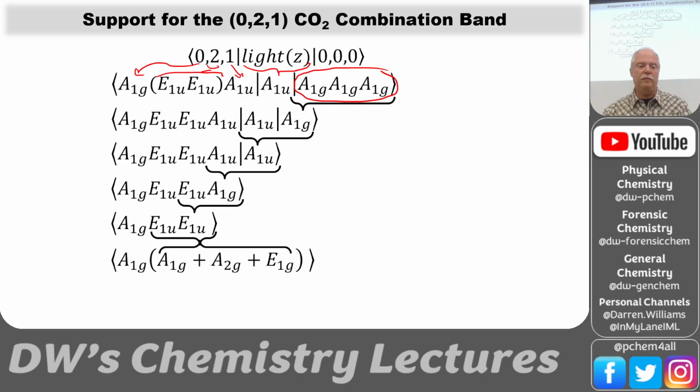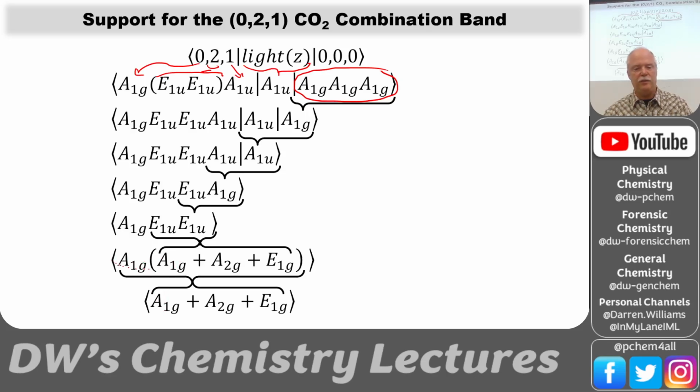So we would look at the direct product table, and we see that anytime you have E1 times E1, you get A1, A2, and E1. And then the U times U gives you G. And then we take this times each one of those. So A1G times A1G gives A1G. A1G times A2G gives A2G. A1G times E1G gives E1G. So it's just, you know, the A1G times everything will give it back. So here we are at the end where we have no more things multiplied by each other. We just have things added to each other.